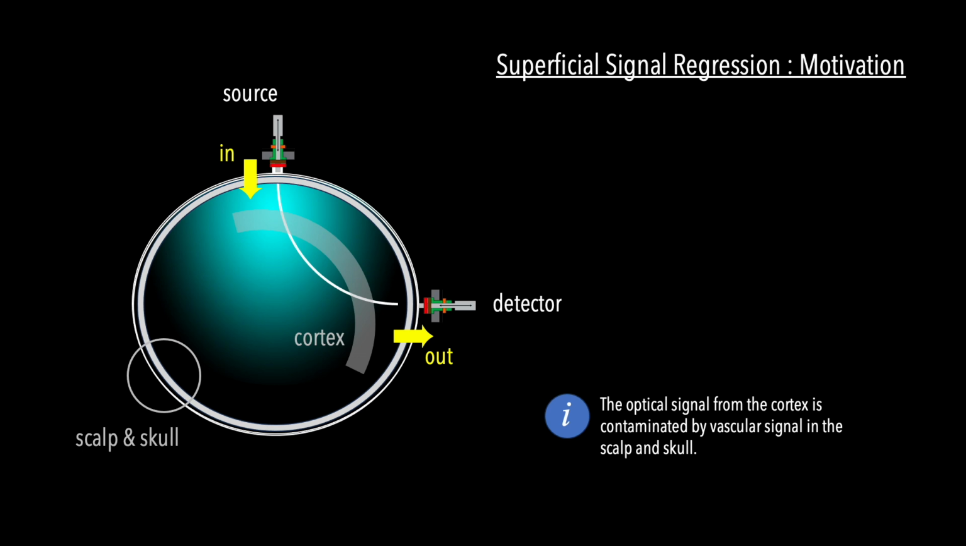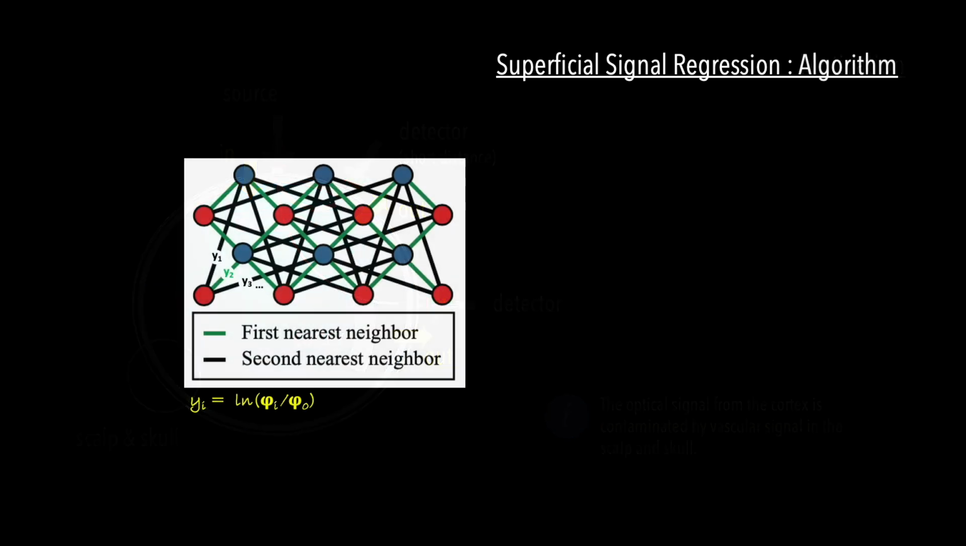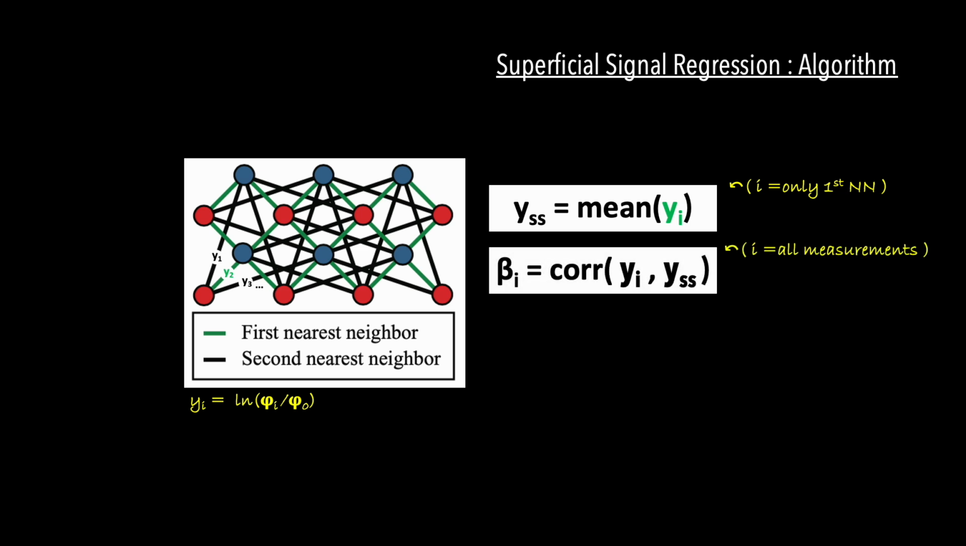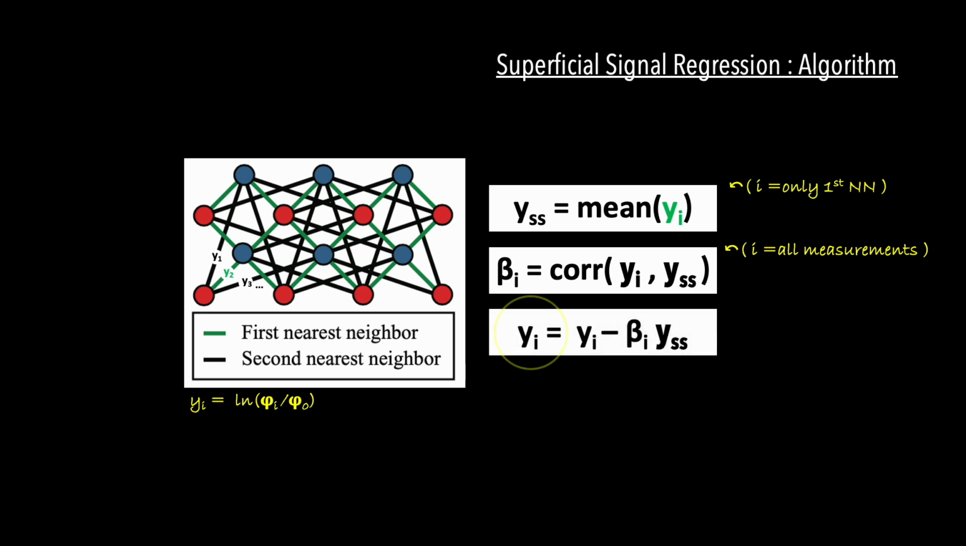The vascular signal can be estimated using short-range measurements because light traveling from a source to a proximal detector remains close to the surface, and so carries little if any cortical signal. A regressor representing the superficial signal is computed as the average of all nearest neighbor pairs in the array. This regressor is then correlated with all measurement pairs. Finally, the weighted superficial signal is subtracted from each measurement, and this residual is used in subsequent processing.